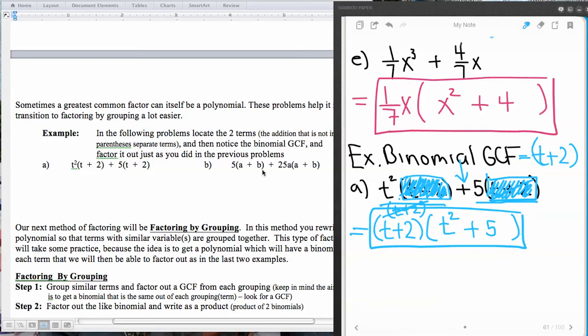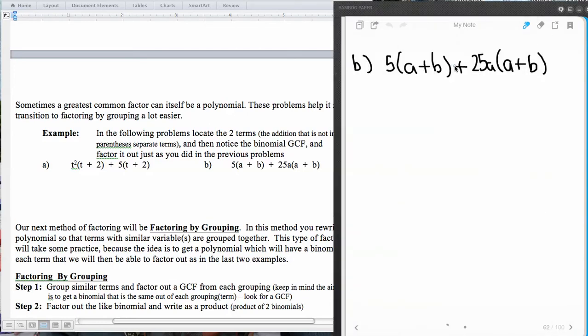So what I would recommend for you guys to do is to try this one on your own. Now this one's a little bit more complicated because it has not only a binomial GCF, but it also has a monomial GCF as well. So try that one on your own, and then in the next video you'll get a preview of what that one looks like.